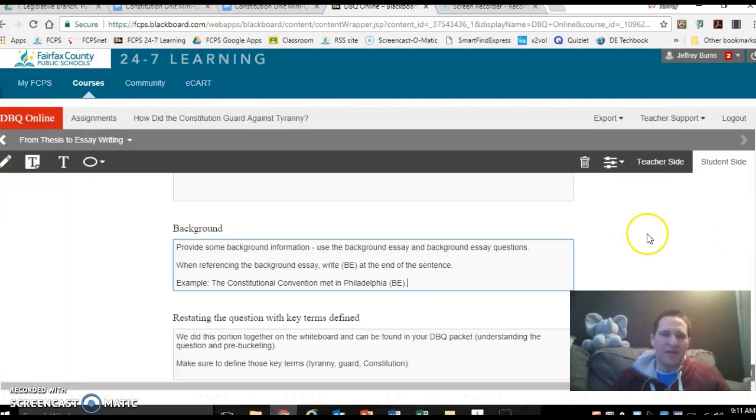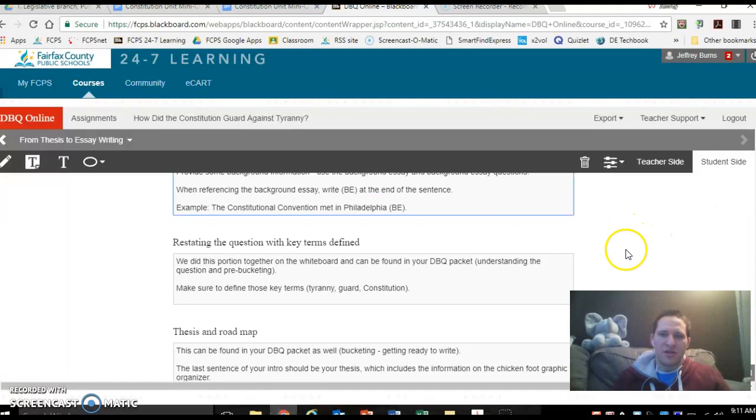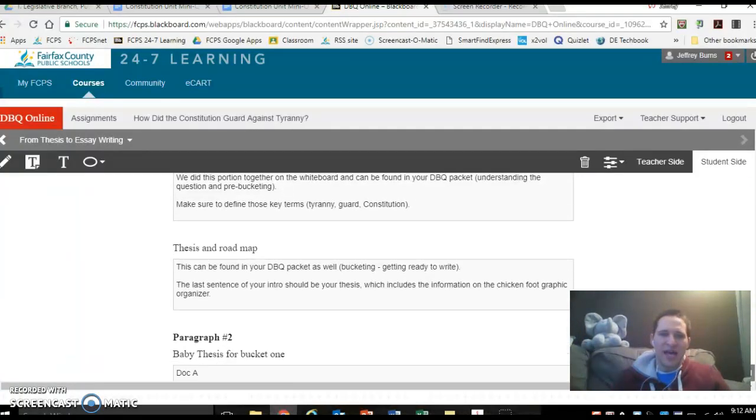Once you have a couple sentences providing background information, you're going to restate the question, but with the key terms defined. Remember, we did this on the whiteboard together. We talked about tyranny, we talked about guard, maybe even constitution. So this might be not just a question restated, but a question restated with those terms defined. Then your last sentence of the paragraph is going to be that chicken foot, that roadmap, where you state your thesis. And like I said in class, most of your theses will be very similar to those of your classmates, and that's okay.